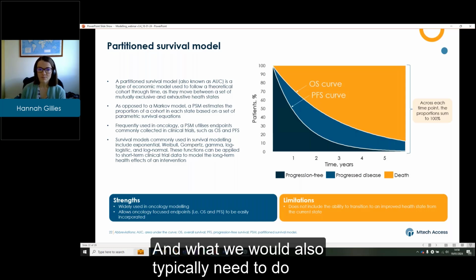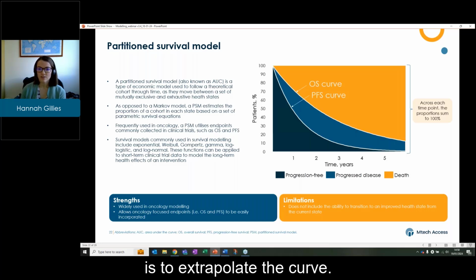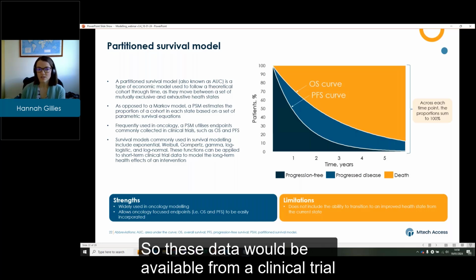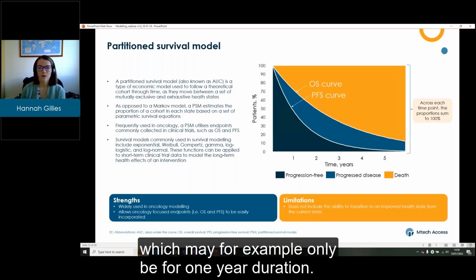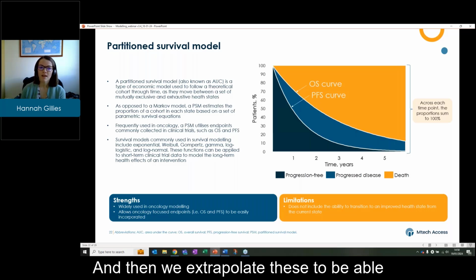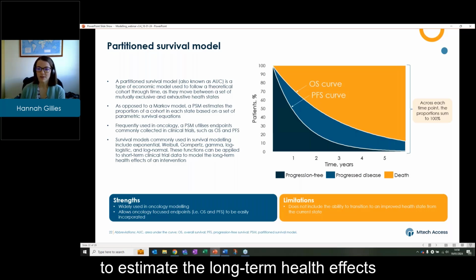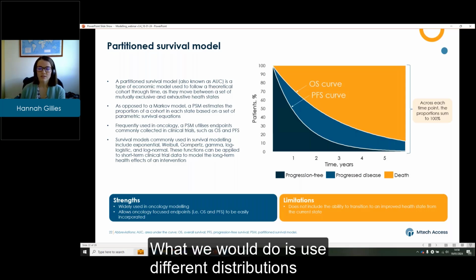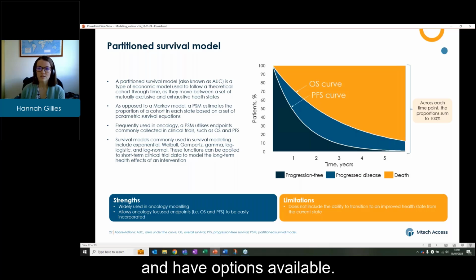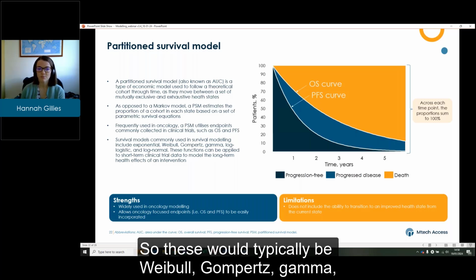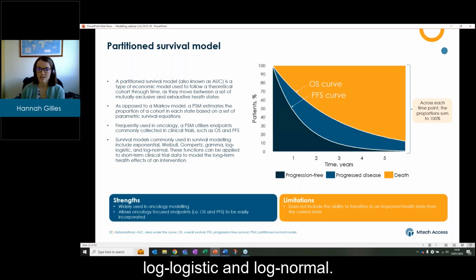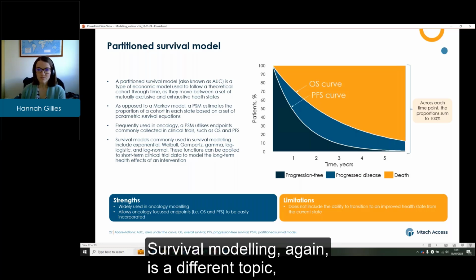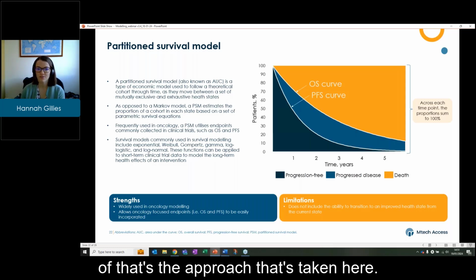What we would also typically need to do is to extrapolate the curve. These data would be available from a clinical trial, which may, for example, only be for 1 year duration, and then we extrapolate these to be able to estimate the long-term health effects of the intervention. What we would do is use different distributions and have options available. These would typically be Weibull, Gompertz, Gamma, log logistic, and log normal. Survival modelling, again, is a different topic, but just to give you an overview of the approach that's taken here.